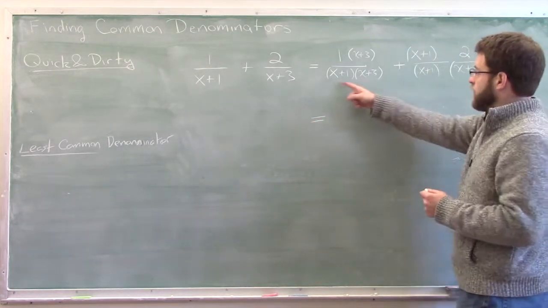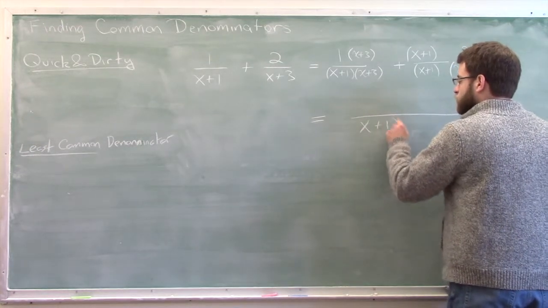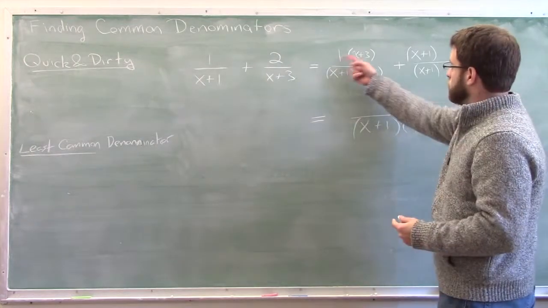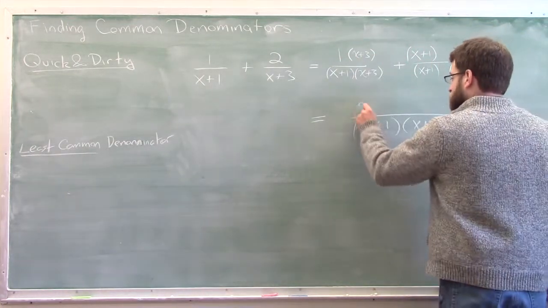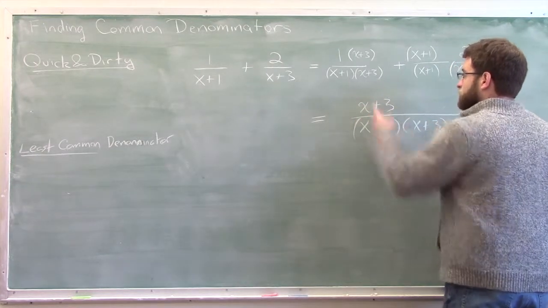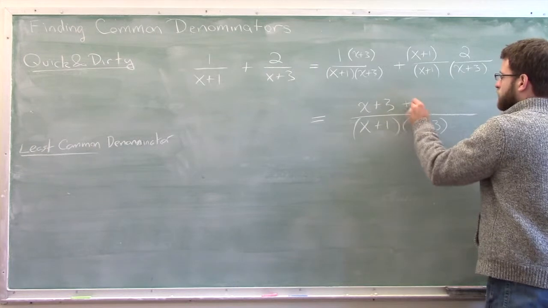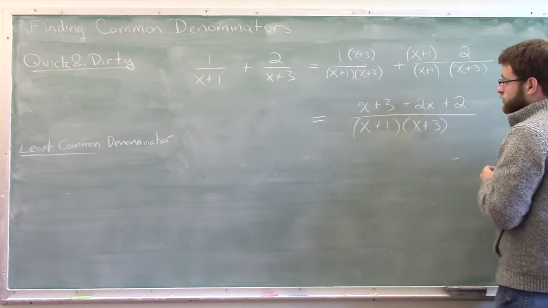Okay? So we have the denominator of (x plus 1) multiplied by (x plus 3). And in the numerator, we can do the multiplication here and then combine like terms. So 1 times (x plus 3) gives us x plus 3 if we distribute that 1 across. And 2 times (x plus 1) gives us 2x plus 2 if we distribute the 2 across.